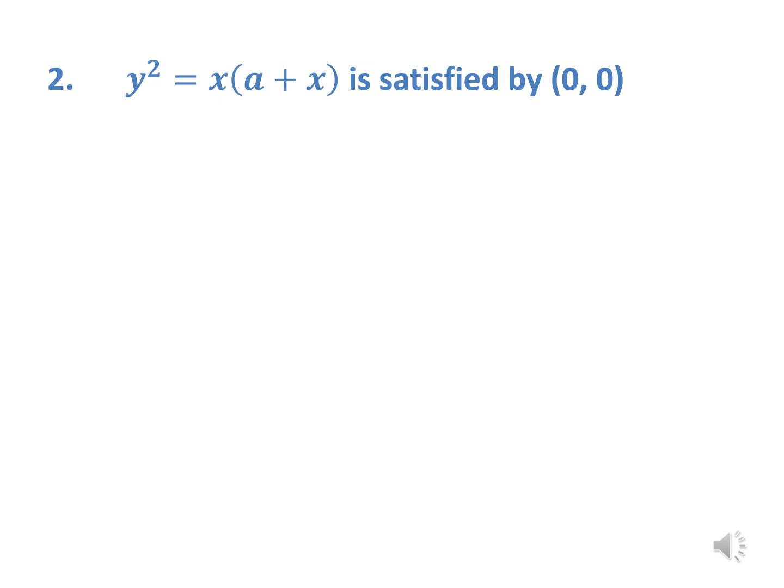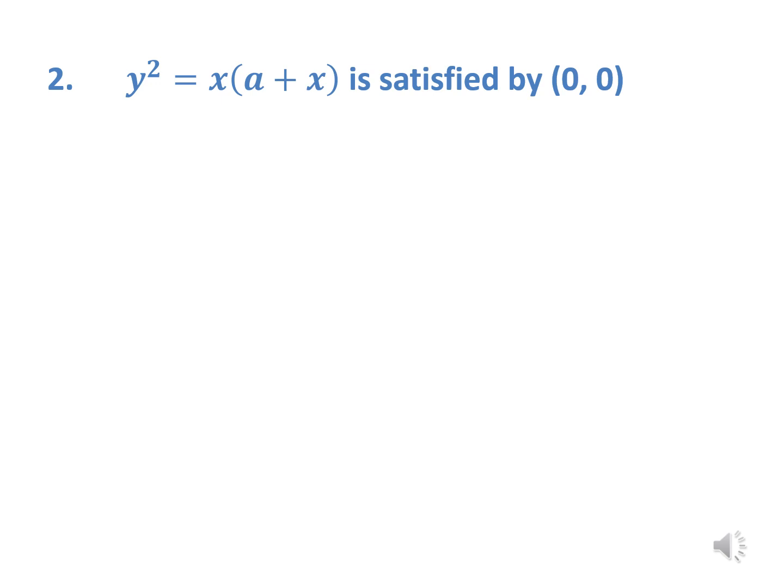Second example for the same rule, I'm having the second equation as y square is equal to x into bracket a plus x. Now here again, if we put x equal to 0 and y equal to 0, then this equation is satisfied by 0, 0. That means this curve is passing through origin.